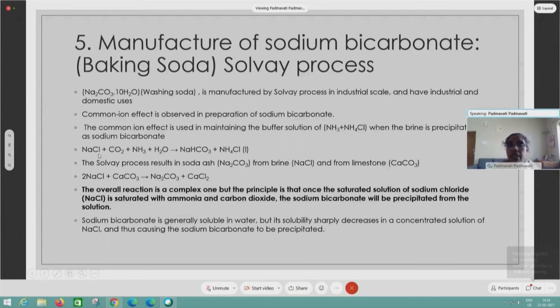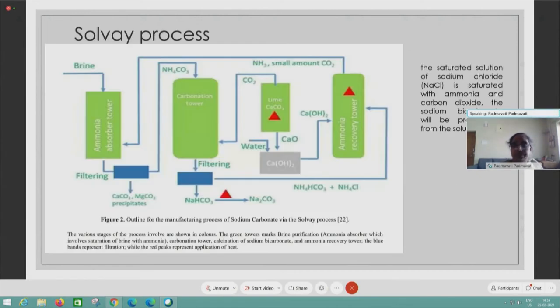So brine is your sodium chloride. So with sodium chloride, you maintain this buffer, and as a result, sodium chloride plus carbon dioxide plus ammonia and water gives you sodium bicarbonate. The overall reaction, actually, is a complex one, but the principle is that once the saturated solution of brine, that is sodium chloride, is saturated with ammonia and carbon dioxide, sodium bicarbonate will be precipitated from the solution because of your common ion effect. And sodium bicarbonate is generally soluble in water, but its solubility sharply decreases in a concentrated solution of sodium chloride, and thus causing sodium bicarbonate to precipitate.